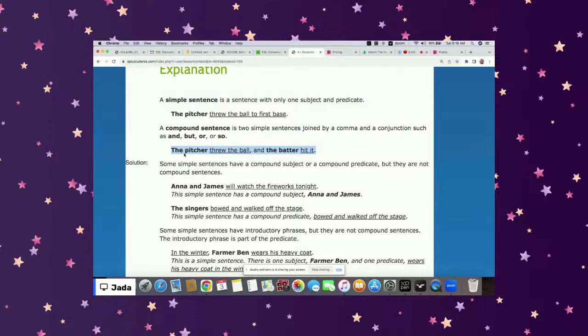The pitcher threw the ball. There's a comma here and a conjunction, which is and. The batter hit it. Okay, so that is it. Two simple sentences joined by a conjunction and a comma. The pitcher threw the ball, and the batter hit it. Okay, so that is it for compound sentence. Take note that it is two simple sentences joined by a comma and a conjunction.